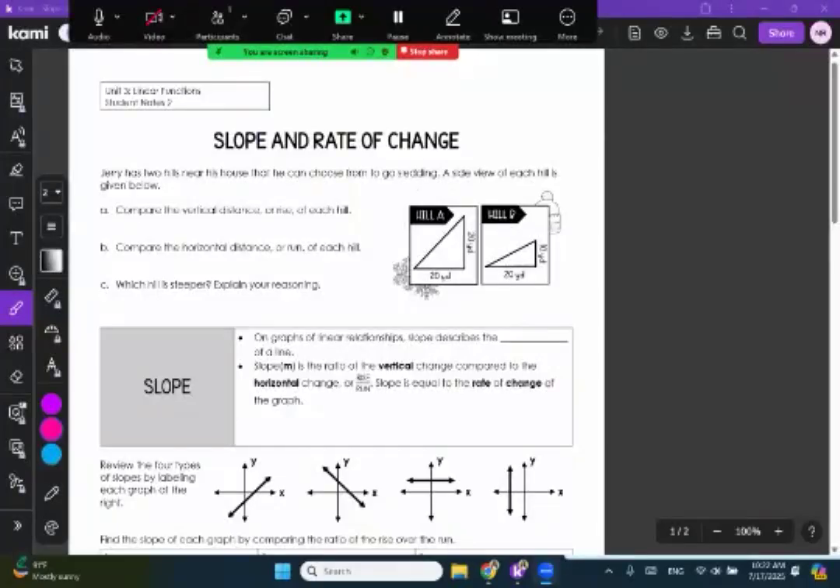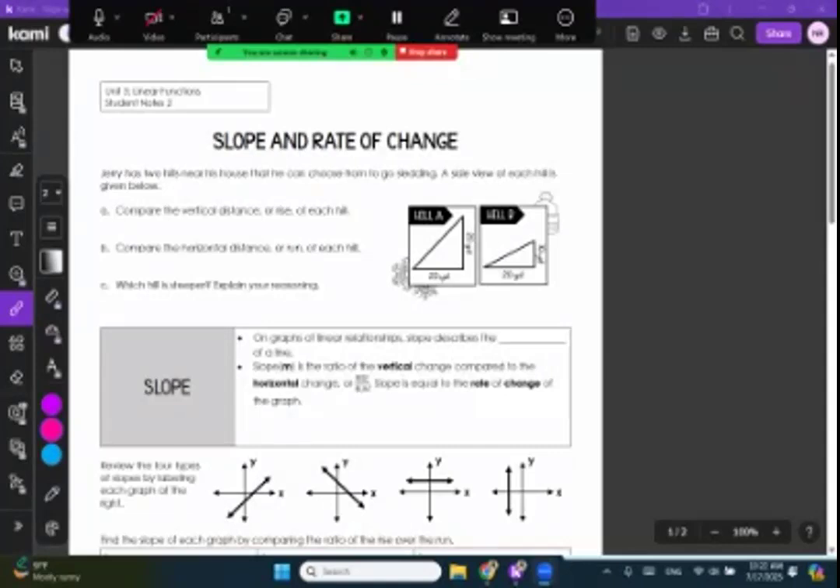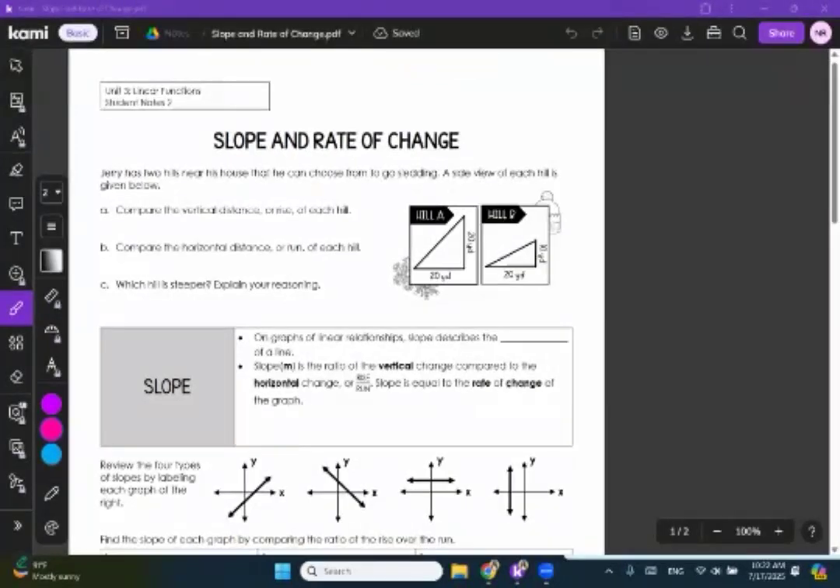Okay, so slope and rate of change. Now that we have a feel for and are more comfortable with horizontal and vertical lines, the slope of horizontal and vertical lines, we're going to get into the graphs of things other than horizontal and vertical lines. We're going to get into your diagonal lines. So this is going to be page 32 in your binder.